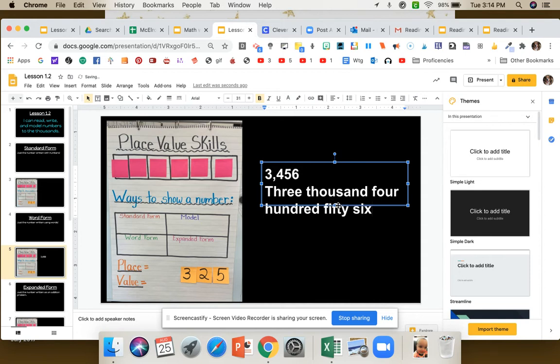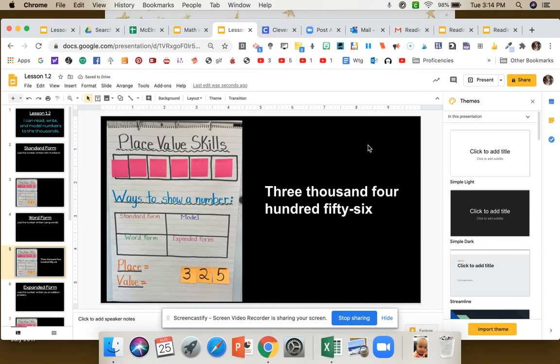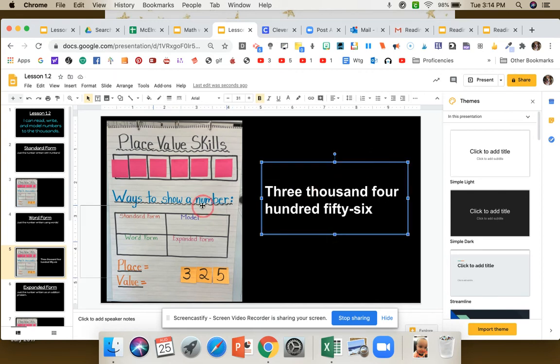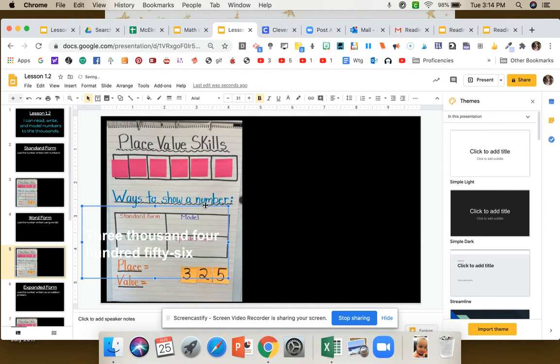3,456. You will notice that I did not use the word and. We only use and if it has a decimal point. But this number did not have a decimal point. So I would write it like this. You could do a dash for 56 if you wanted. So that would be word form. Yeah, that's not going to fit in my box.